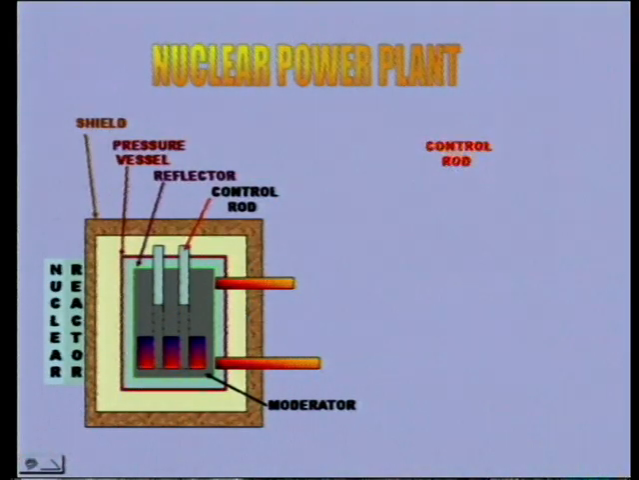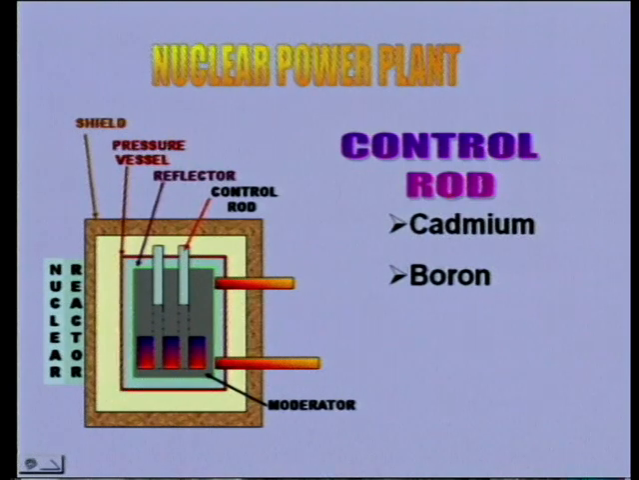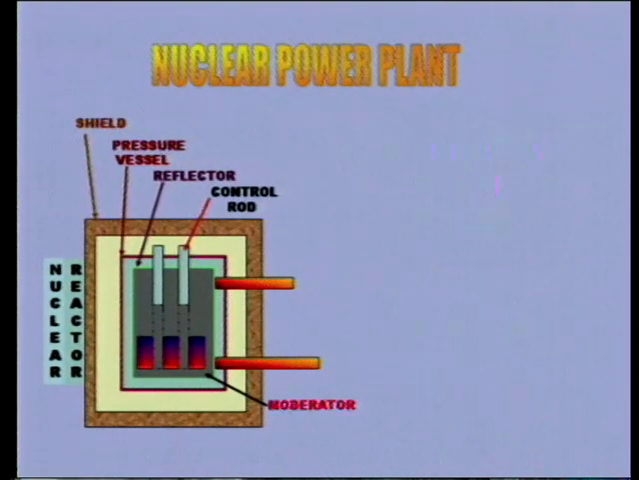Now, in order to absorb the neutrons, we employ control rods. So, the control rods are the main things that control the reactions that take place in a nuclear reactor. Now, let us see what the control rods are. The various materials used for control rods are cadmium, boron, hafnium. These are the main materials of a control rod.